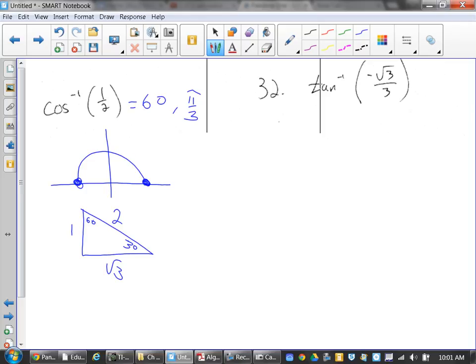Yes, ma'am. Two questions. Yes, please. It's a great question here, guys. Whenever it's asking you to find the angle that has this, or when you have the inverse function, get a radian and get a degree.